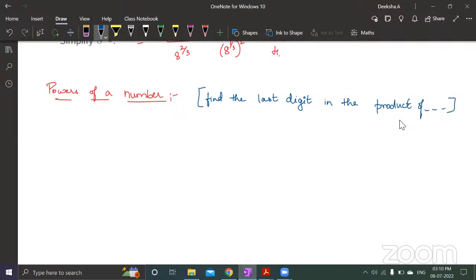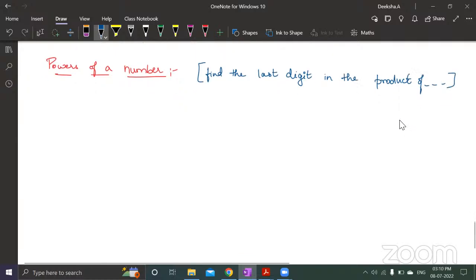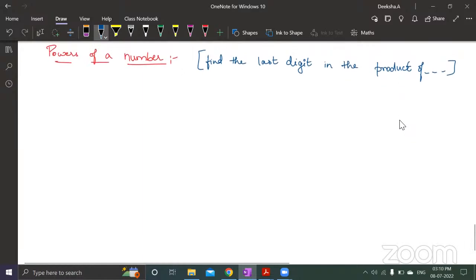So here you have to first have a proper observation. Understand this clearly. Any number, when you keep on multiplying it, the answers will have a pattern. Especially the last digit will have a cyclic pattern. Now let us look at it with examples.